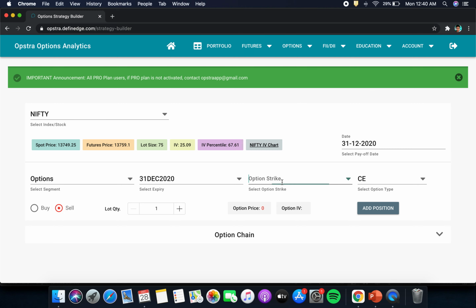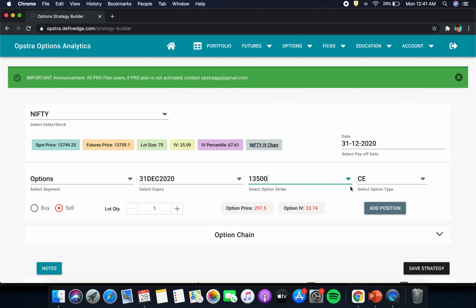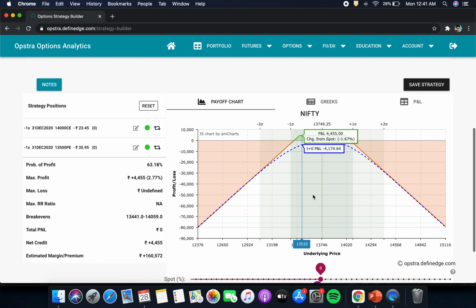So let's say we continue with the same view that Nifty is going to stay below 14,000. So we sell a call option of 14,000, and we have a view that Nifty is going to stay above 13,500. So we sell a put option, and this is your strangle. You can see that here we have a range from 13,441 to 14,059, and the maximum profit that you are going to make is close to 4,500 if Nifty stays within this range.